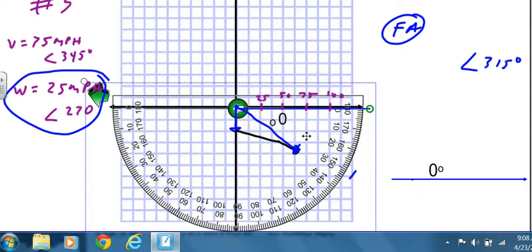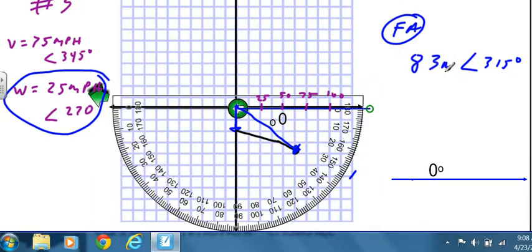And bring that mark up, and it looks like about 83. What do you think? 83 miles per hour at an angle of 315. Because we're using graphics to solve the vector, that's as close as we're going to get, so we're going to say, okay, that's fine. All right, so we did this in 6th grade, maybe.